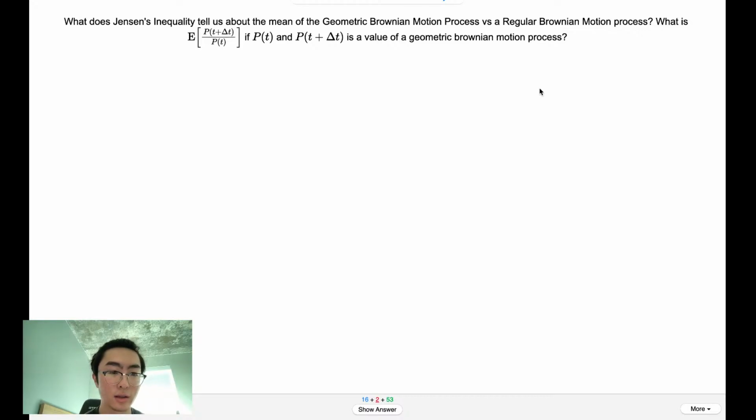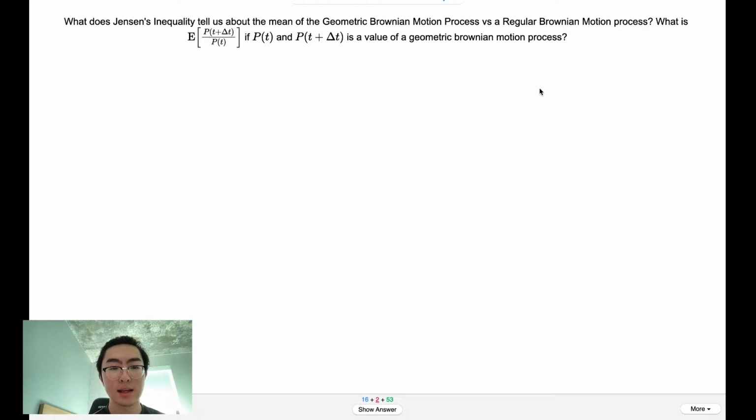What does Jensen's inequality tell us about the mean of a geometric Brownian motion process versus a regular Brownian motion process? So Jensen's inequality suggests that the expectation of a convex function is greater than or equal to the convex function of the expectation of x. In the context of the mean of a geometric Brownian motion process versus a regular Brownian motion process, it's that the expectation of our geometric Brownian motion process is greater than or equal to e raised to the expectation of the Brownian motion process.